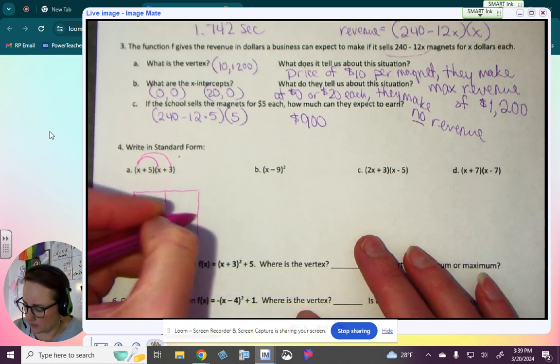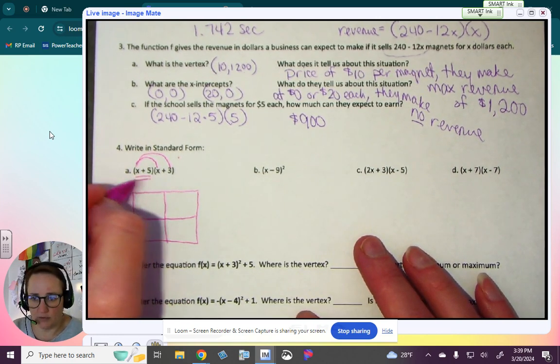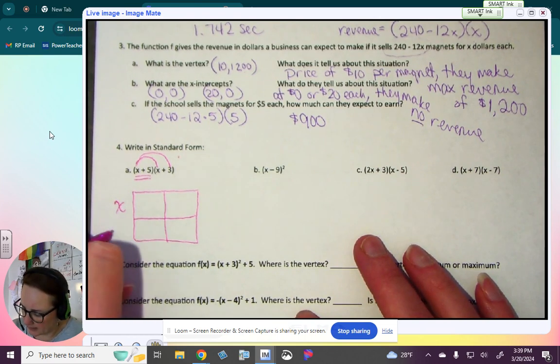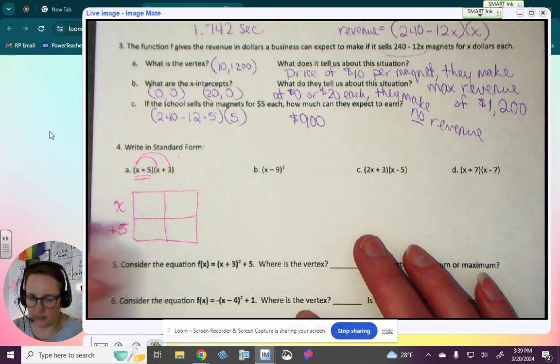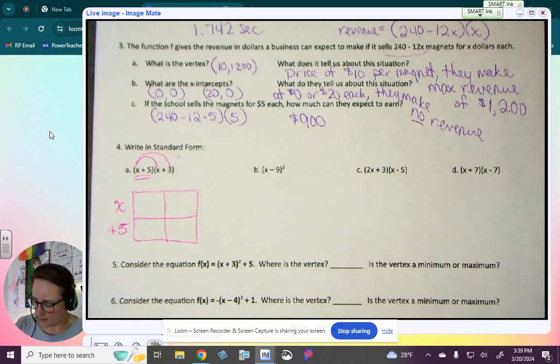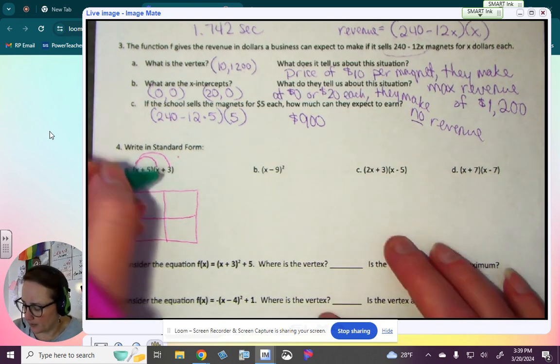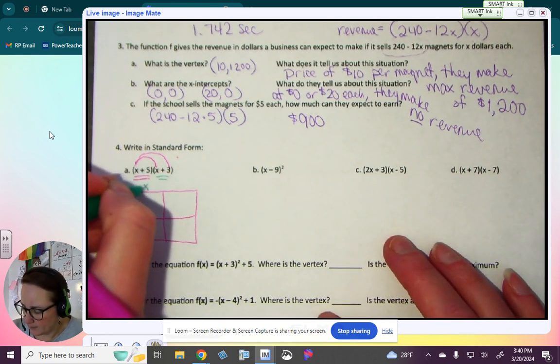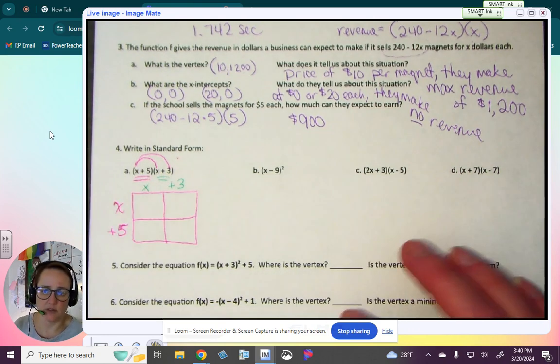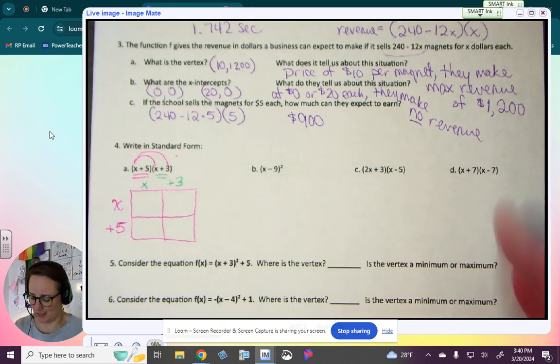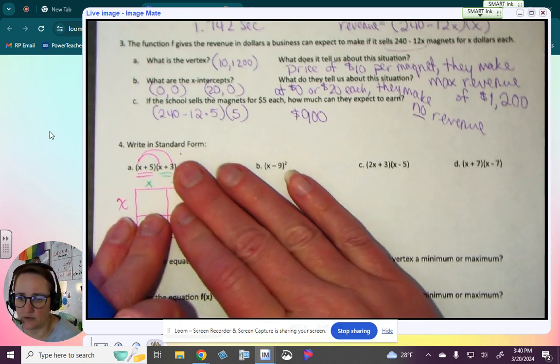I'm going to go ahead and use the grid that we have. One whole factor goes down the side. So there's the x and the plus 5. And then the other factor is going to go across the top, the x and the plus 3. Now I like to take those numbers and those signs with me so that I make sure I'm doing everything exactly right. And then we're going to multiply to fill each of those boxes.